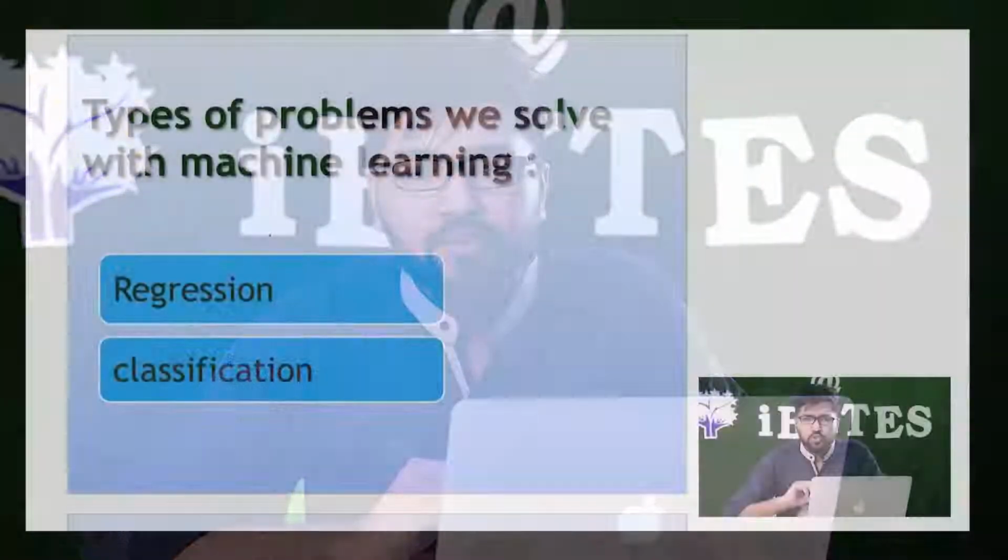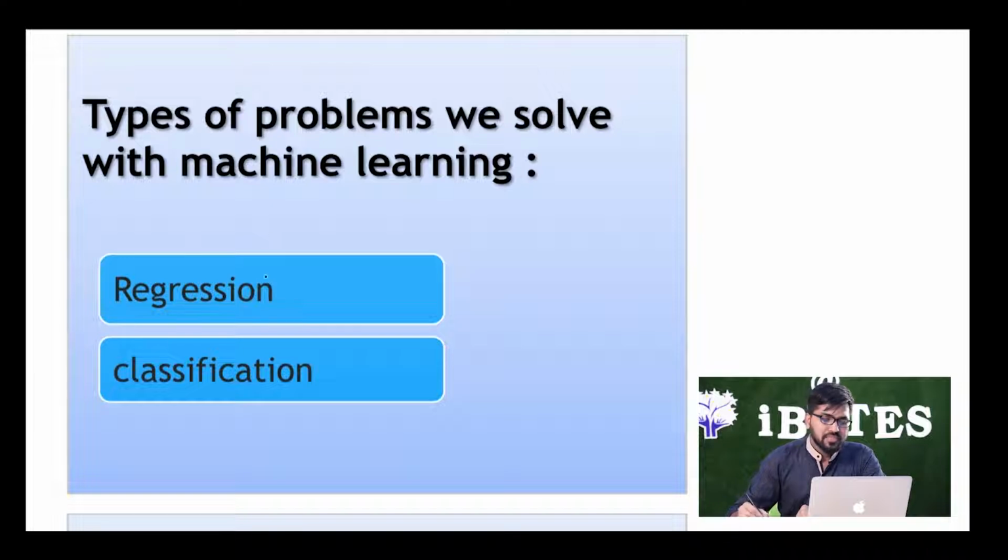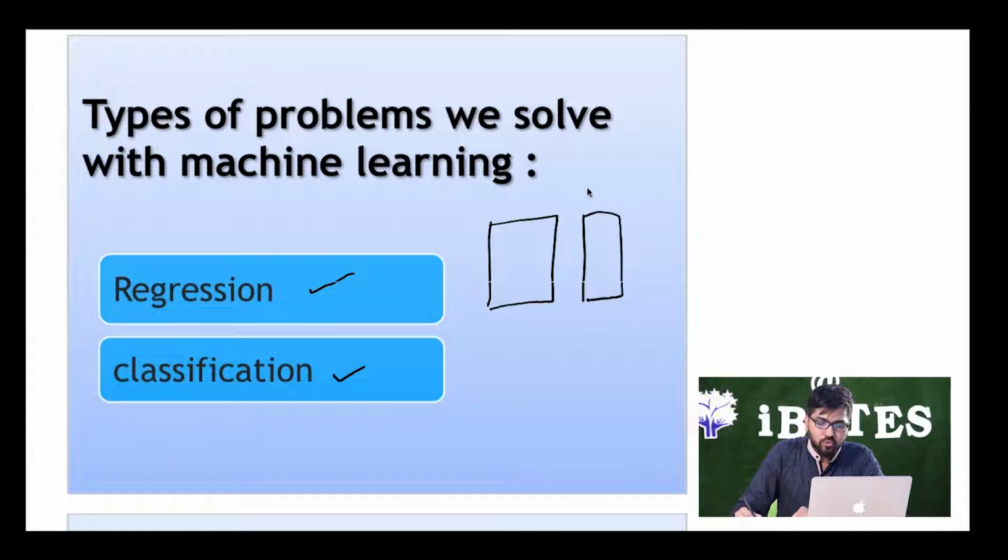Now the last thing that I want to discuss is the types of problems we solve with machine learning. We are going to solve two types of problems: regression problems and classification problems. Now what are regression problems? The problems which have infinite possibilities for my output variable.